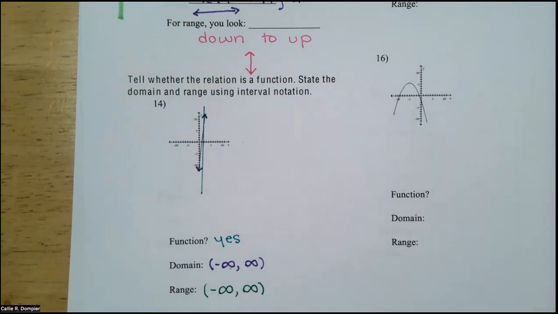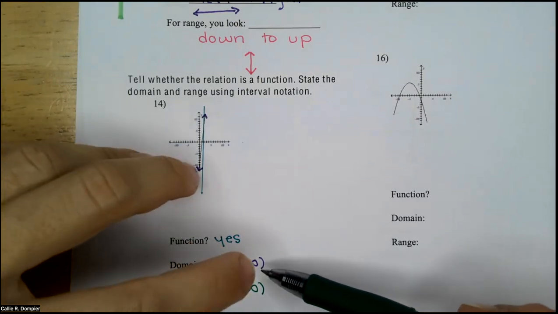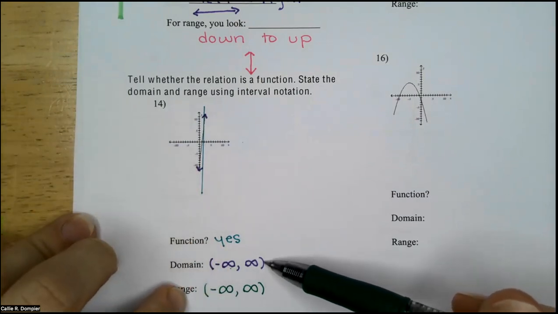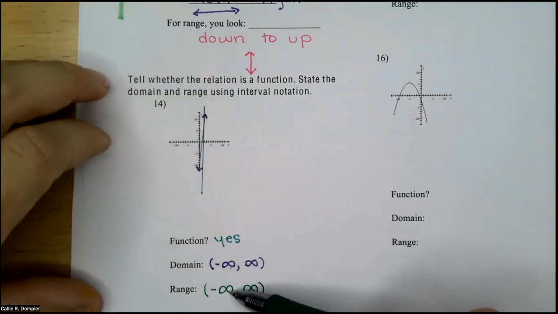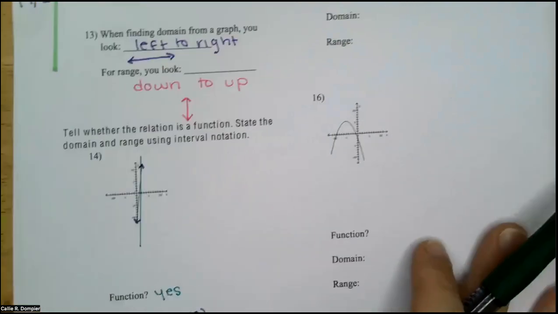Okay, so if it has arrows and both of those arrows go in opposite directions on the x-axis, it's negative infinity to infinity. If those arrows go in opposite directions on the y-axis, it's negative infinity to infinity on the y-axis as well for the range.